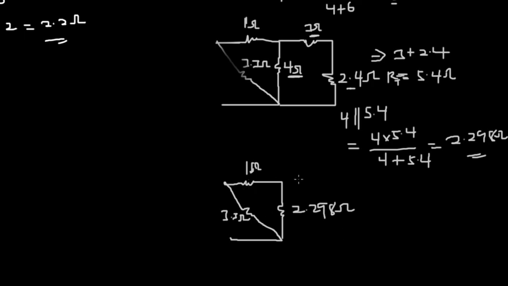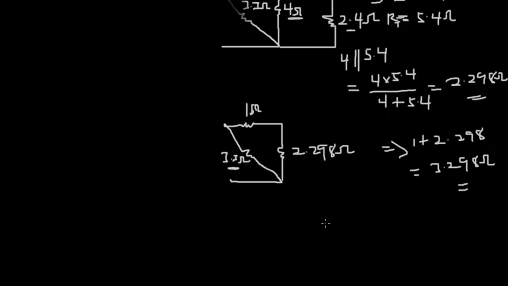From here the same thing applies. The 1 ohm and the 2.298 ohm will be in series. So we have 1 plus 2.298 ohm, giving us 3.298 ohm. Most definitely you've guessed it, this 3.298 ohm would definitely be in parallel with the 3.3 ohm.